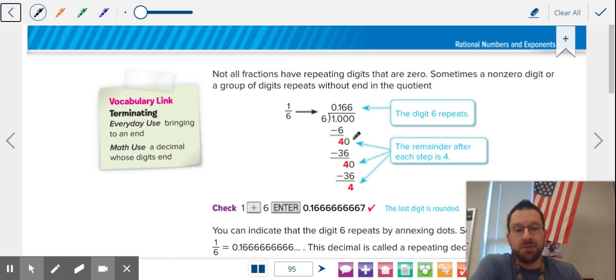So when that happens, you go until you see a pattern emerge in your dividends, and then you can stop. So here you can clearly see the sixes are starting to repeat. So you stop right here. Boop. You don't need all that. And 0.16 with a bar over just the 6 is your answer.